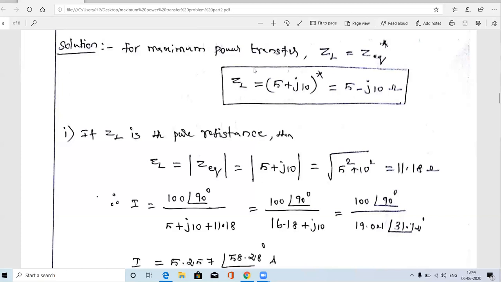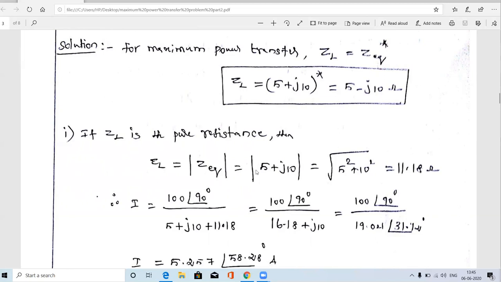we have to find the ZL value as the modulus of Z equivalent. We have to calculate the magnitude, since the Z equivalent value has a real part as well as an imaginary part. If you are converting into a purely real value, we have to take the magnitude. So ZL is equal to the modulus of Z equivalent. That condition is only when ZL is a pure resistance. So if you take the modulus of 5 plus J10, what is the answer?